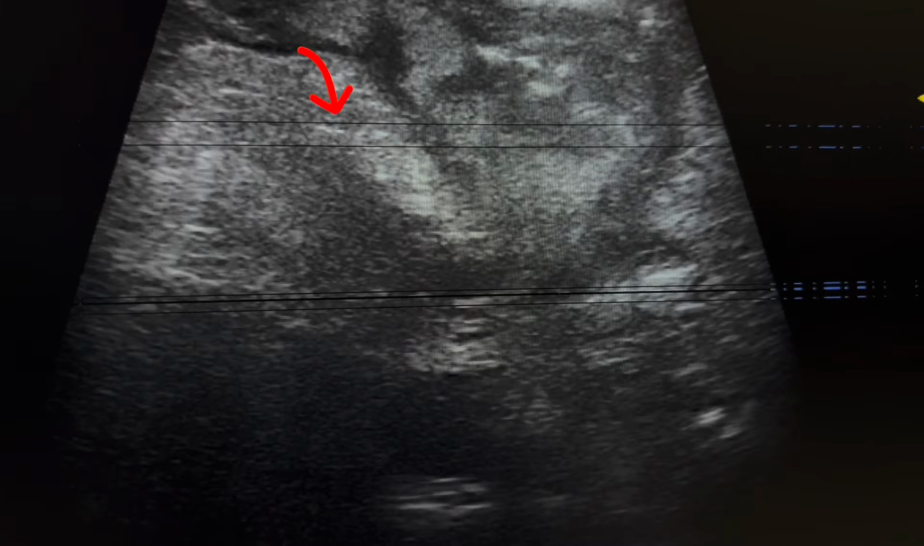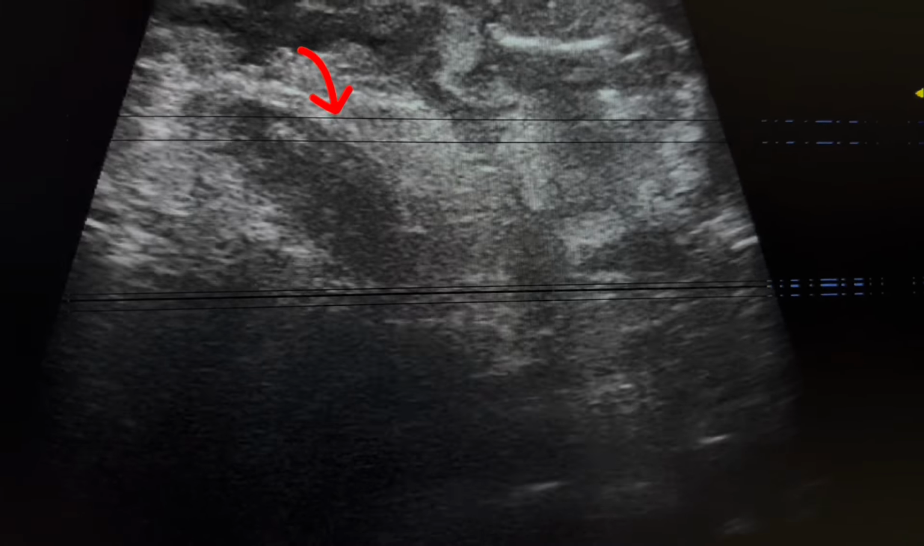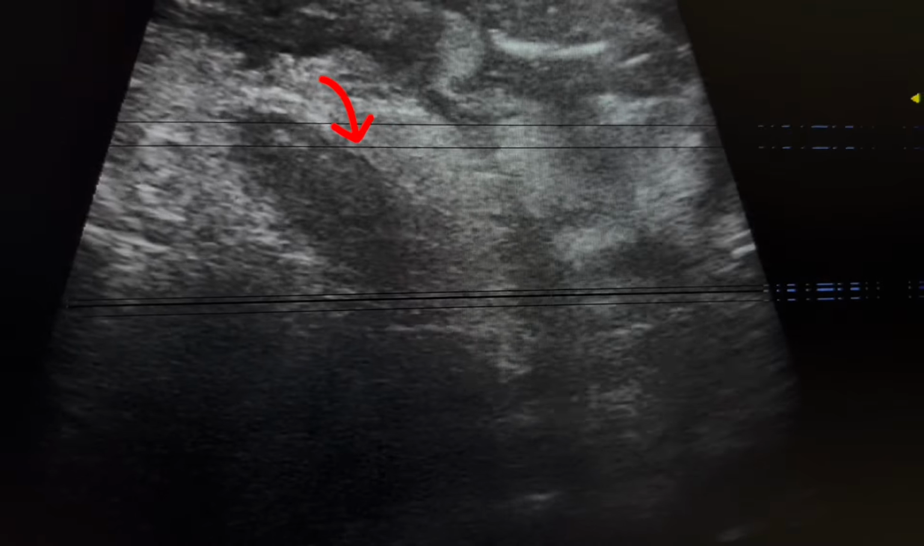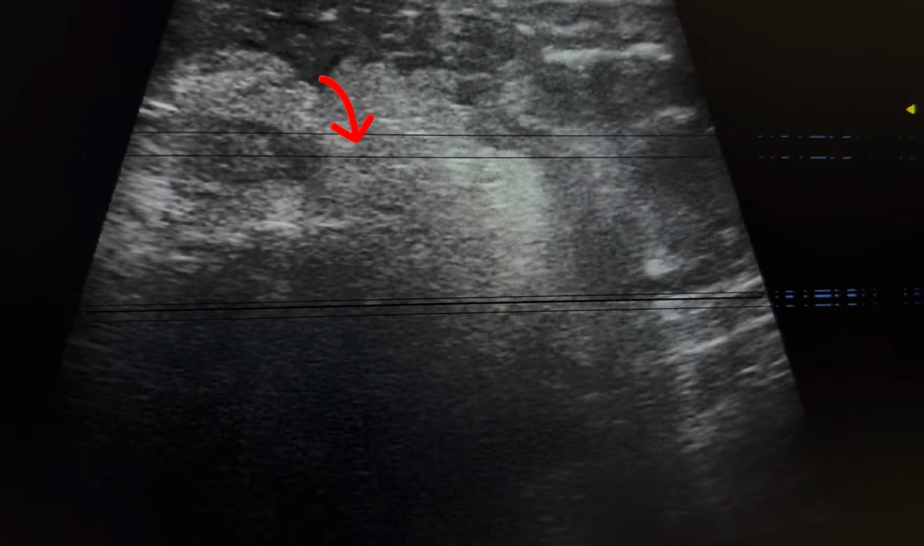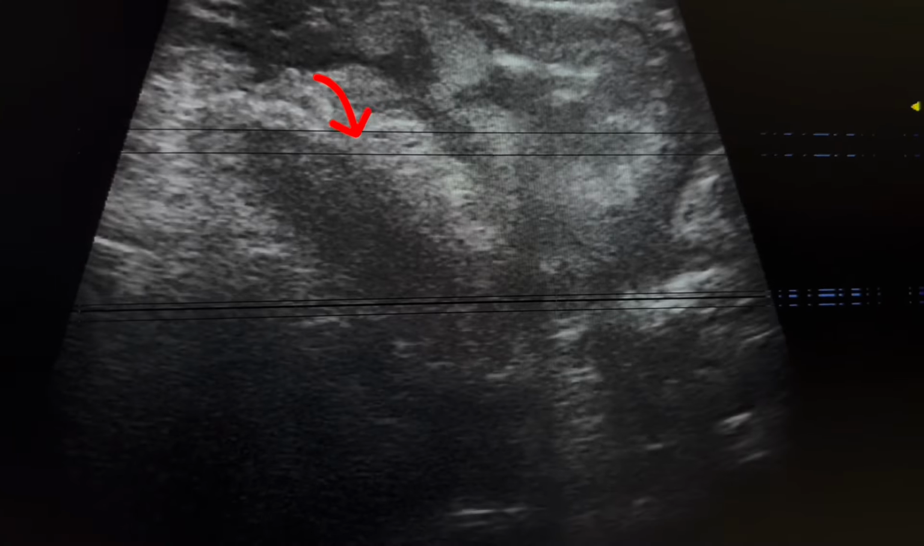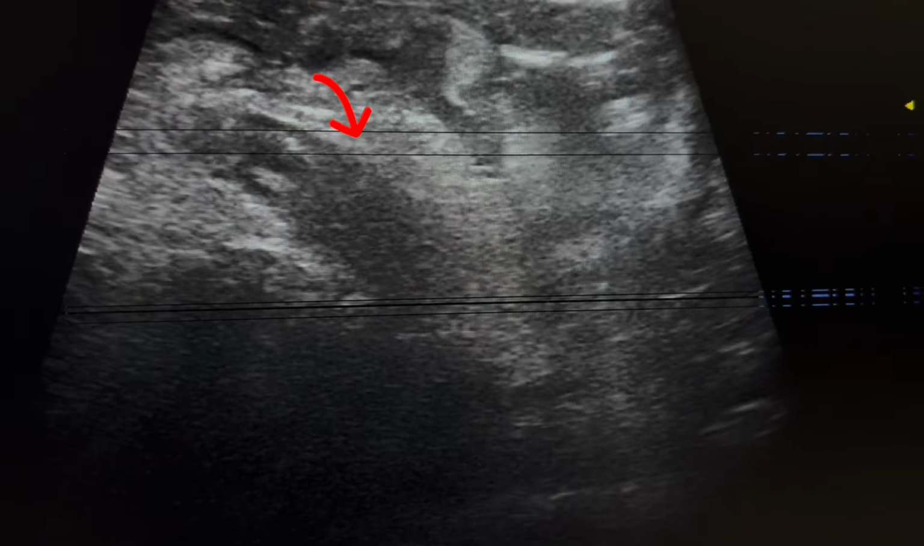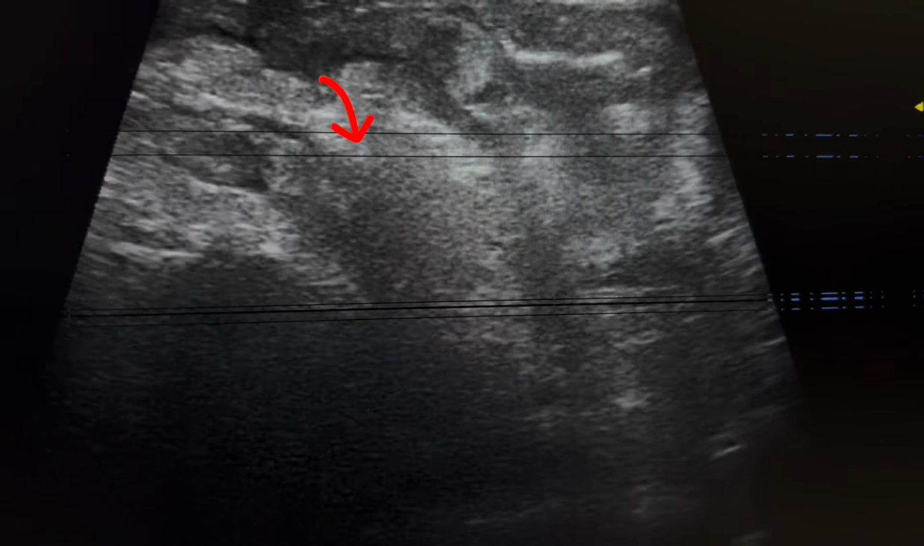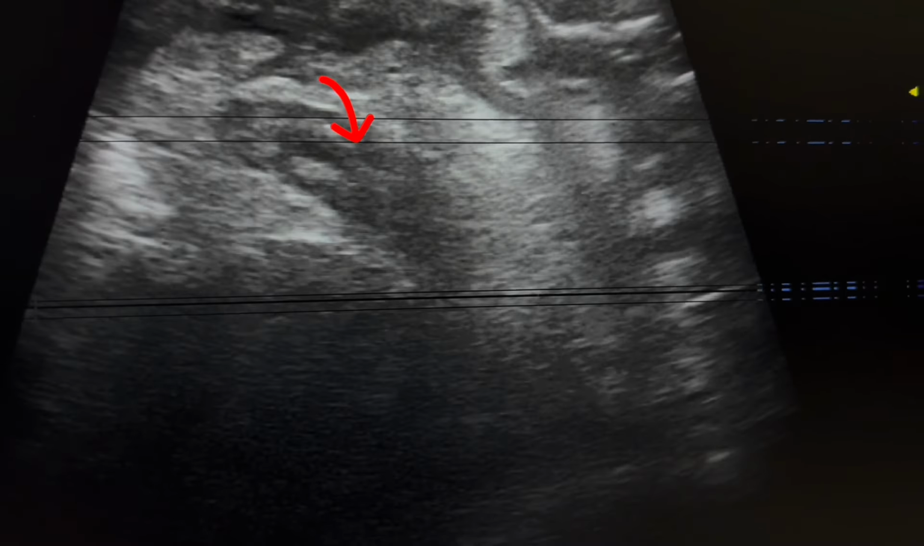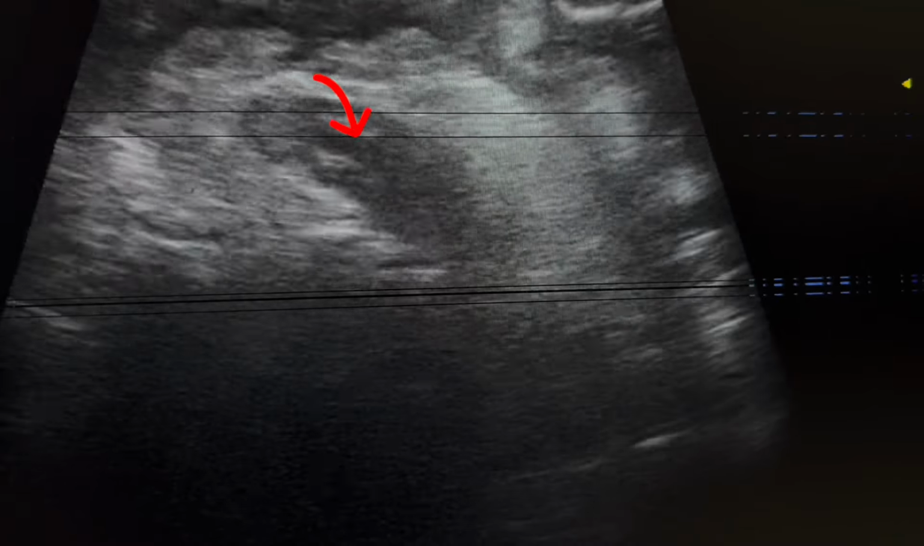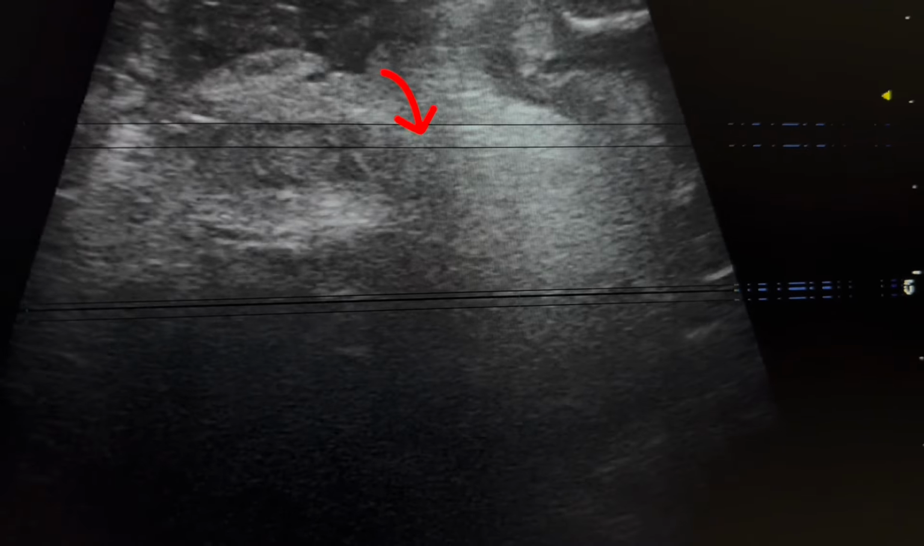The distal end of the appendix is not clearly visualized, and here we see fluid containing debris. A minimal collection is present at the distal end of the appendix. The distal part of the appendix is not clearly visualized due to the collection.